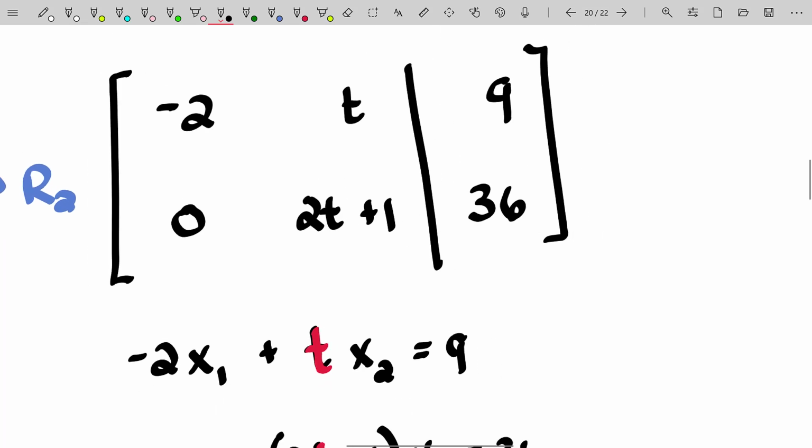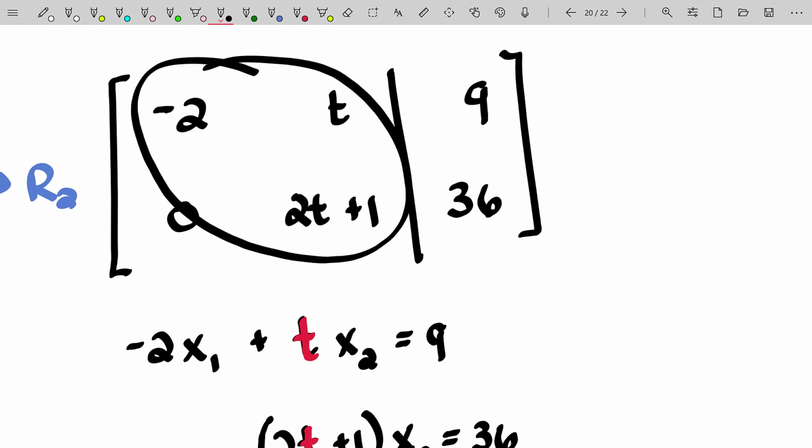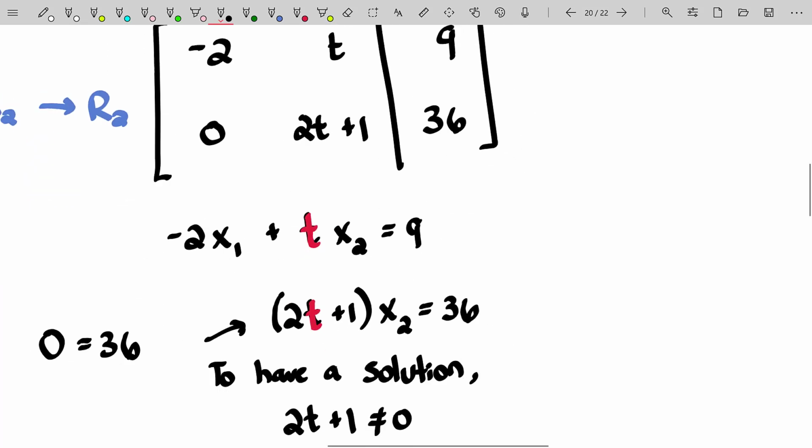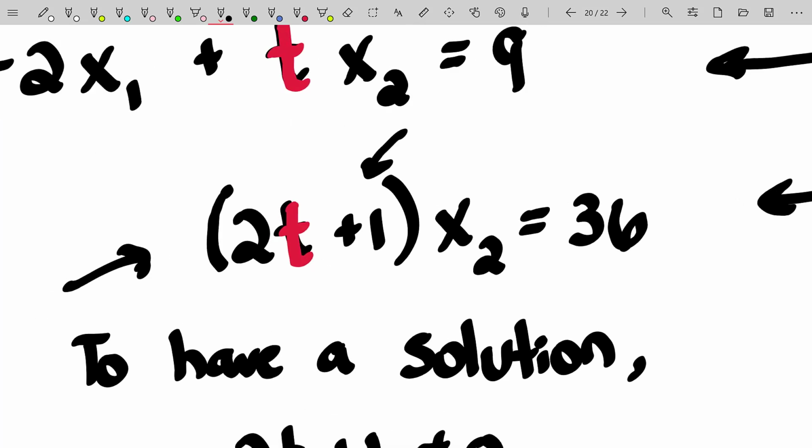And what was nice about this was we got down to what we would call a triangular form with the coefficient matrix right here. And when we got down to that triangular form, we found out that the linear system underlying the augmented matrix has one equation with two variables and another equation with a single variable. We just required that the coefficient of that single variable not be 0. Because again, if that coefficient were 0, we'd have 0 is equal to 36.